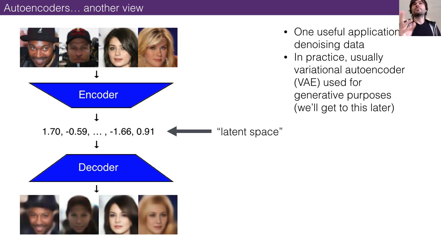And also in practice, usually what we use are variational autoencoders, where the latent space actually has a constraint added to it, which is that the latent space is sampled from a unit Gaussian. So, if you know what a Gaussian probability distribution is, a standard normal distribution.